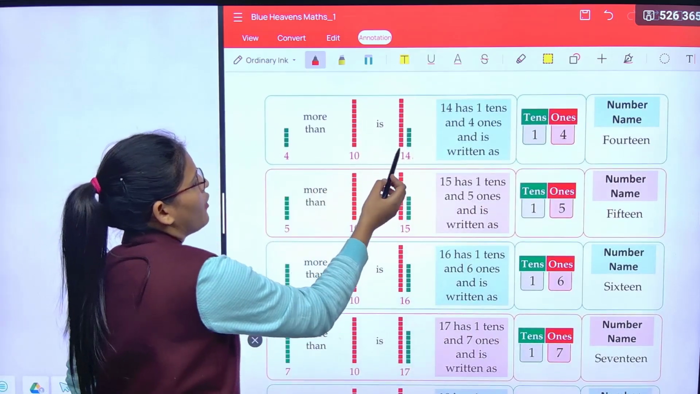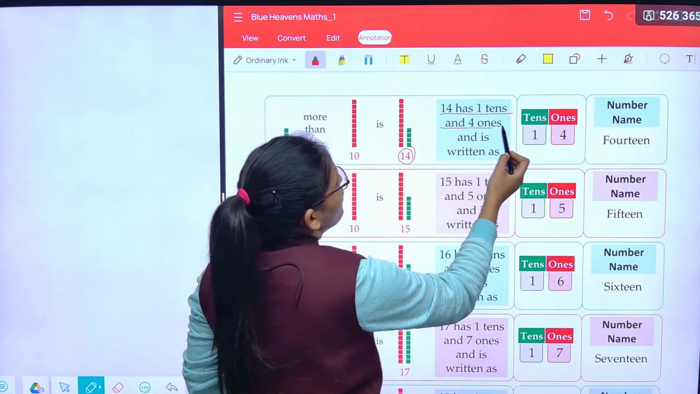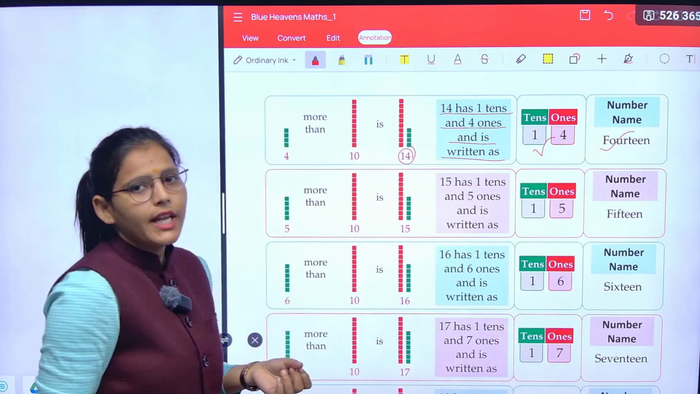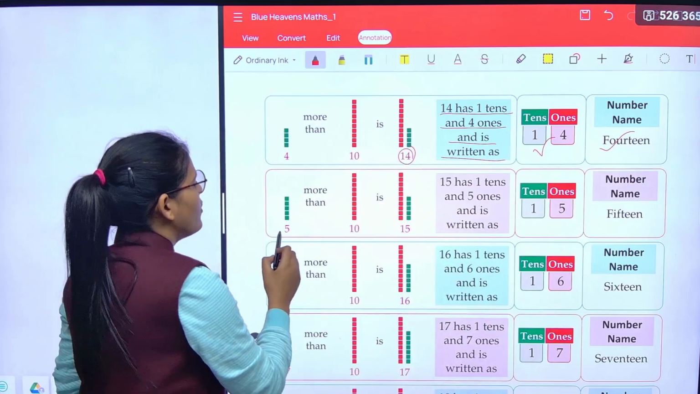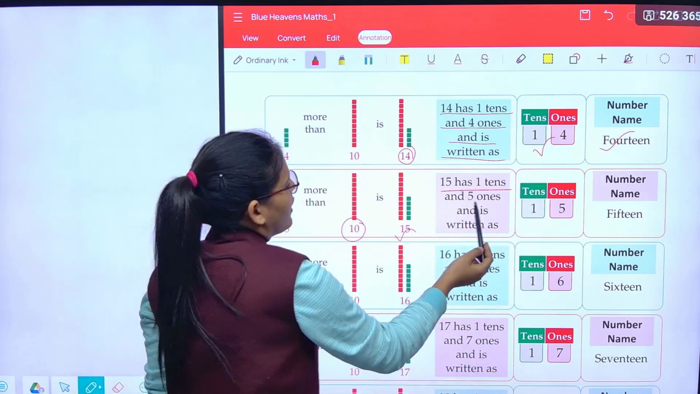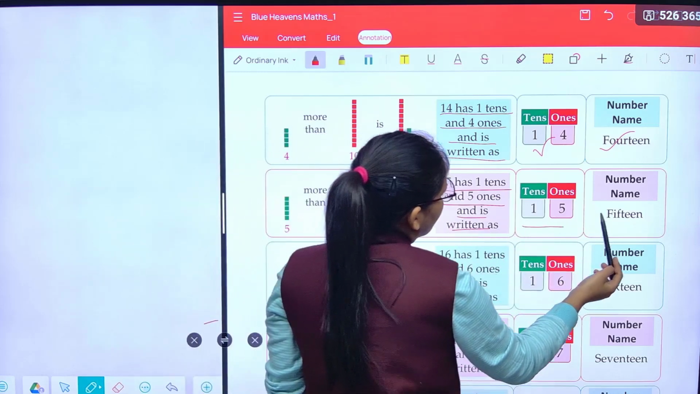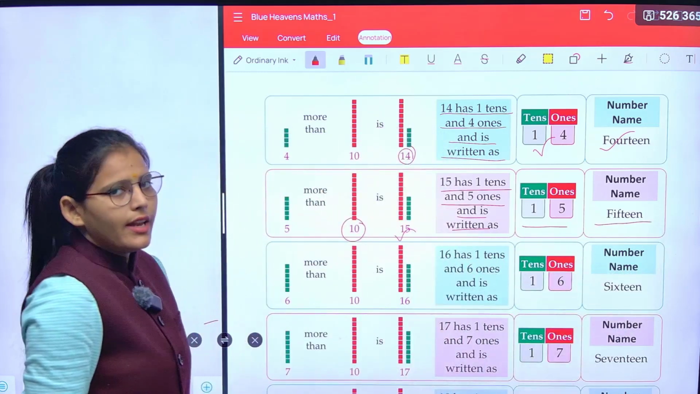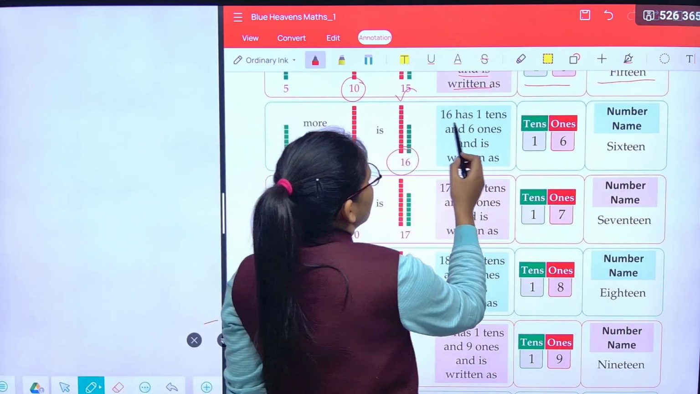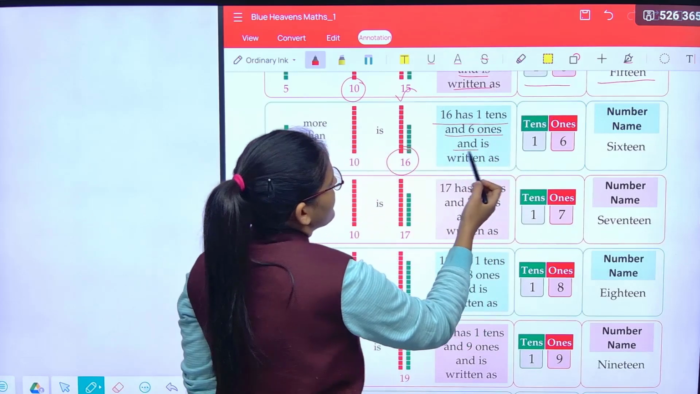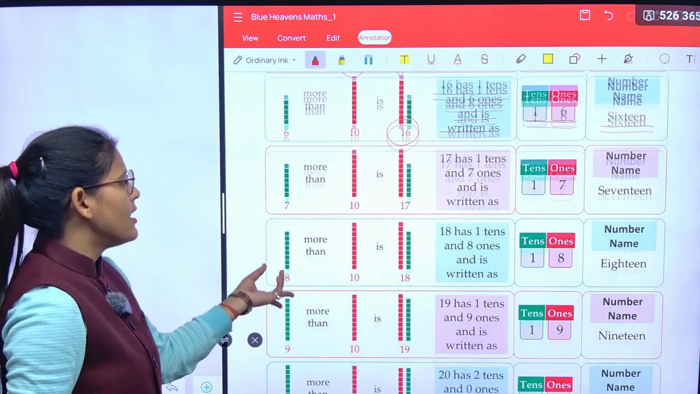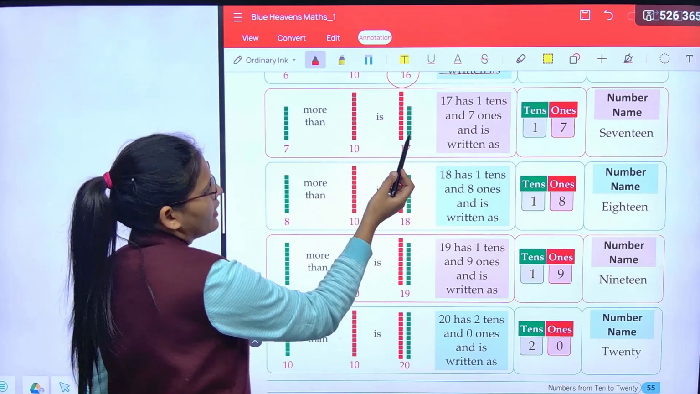4 more than 10 is 14. 14 has 1 tens and 4 ones and is written like this. FOUR-TEEN, 14. Now 5 more than 10 is 15. 15 has 1 tens and 5 ones and is written like this. Number name of 15, FIFTEEN, 15. 6 more than 10 is 16. 16 has 1 tens and 6 ones and is written as 16. Class, SIXTEEN, 16. Similarly, 7 more than 10 is 17.